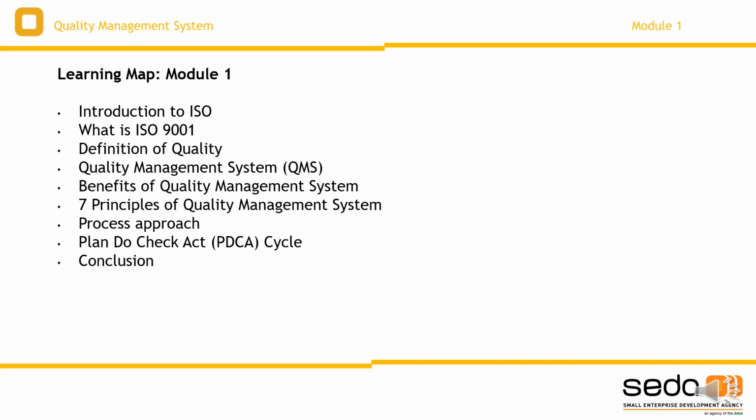The 7 principles of quality management system. What are these principles? We'll discuss them one by one in order for you to understand and how they apply to your organization. We'll also discuss the process approach. We will also discuss what we call the Plan, Do, Check, Act cycle, or the PDCA cycle. What are the steps which are involved in this cycle? And how do we ensure that we do them or we apply them in our own organization? And lastly, we will conclude.